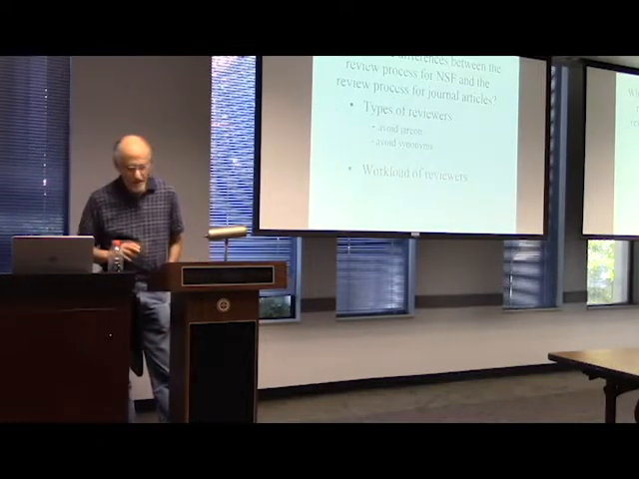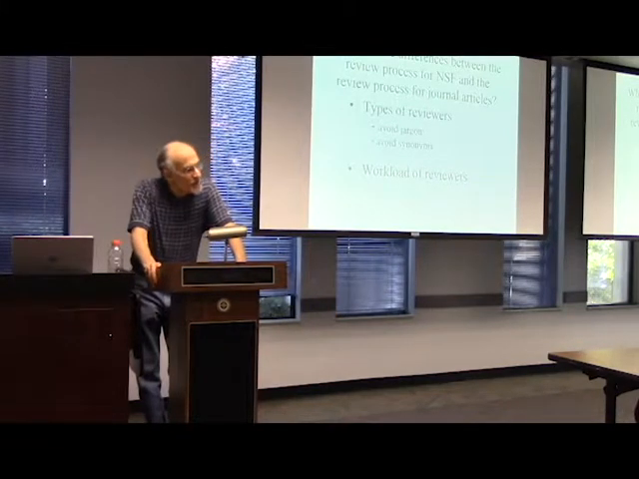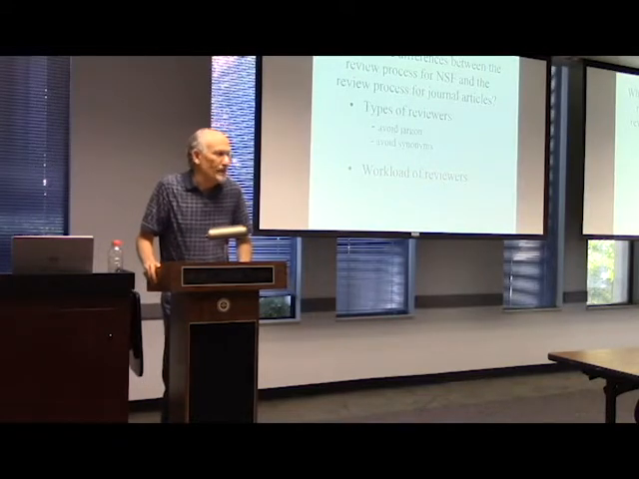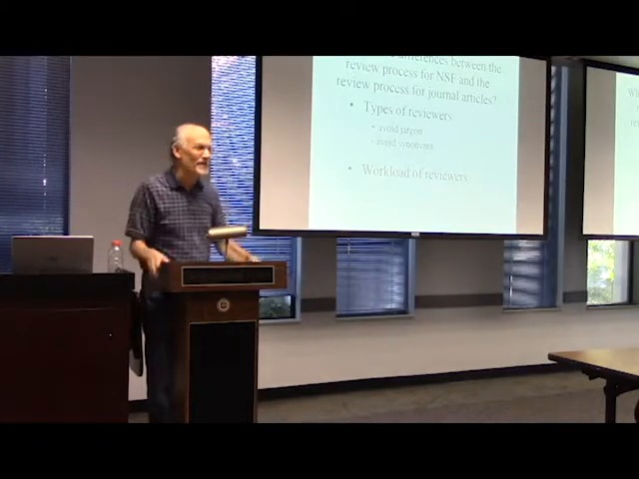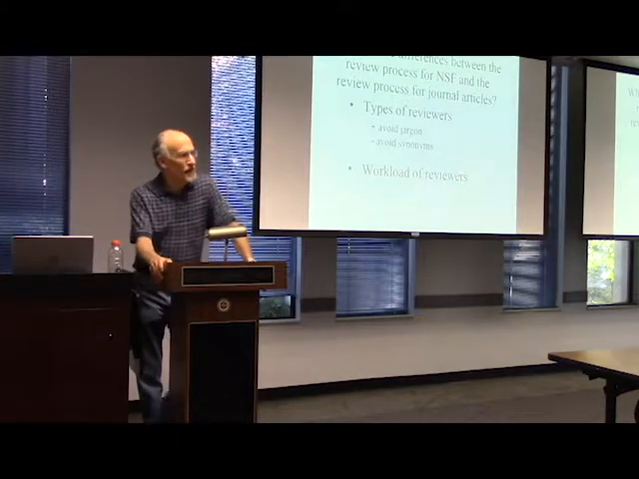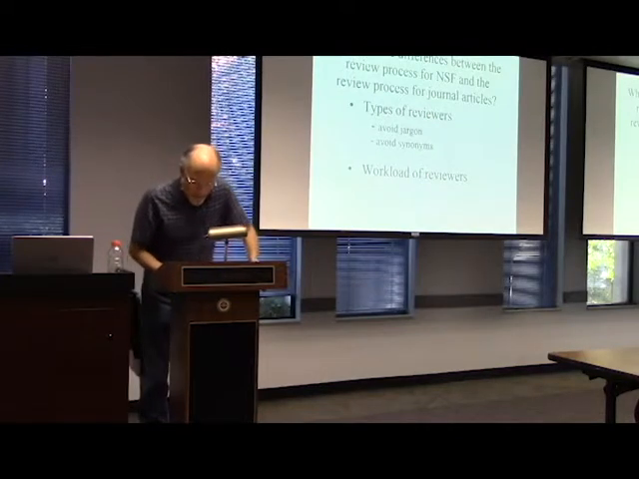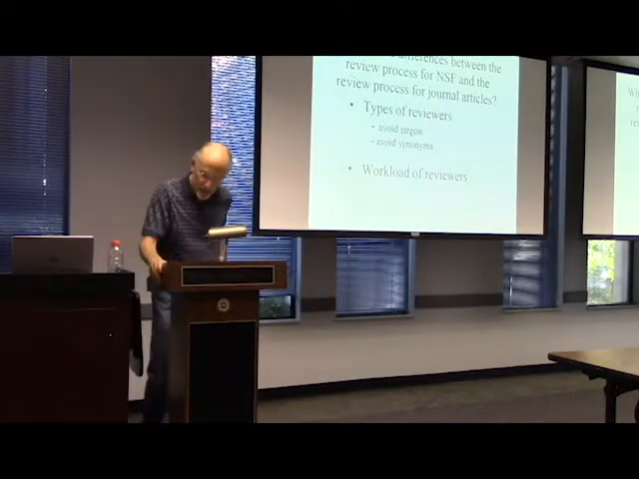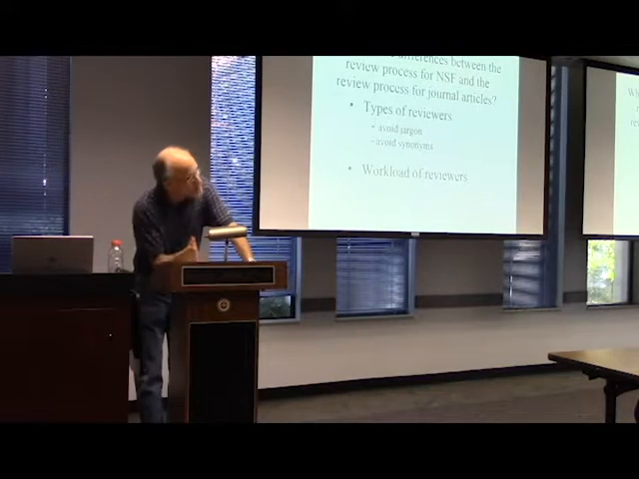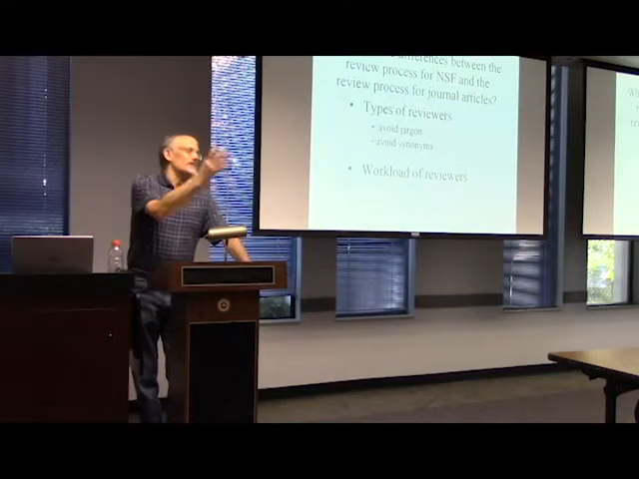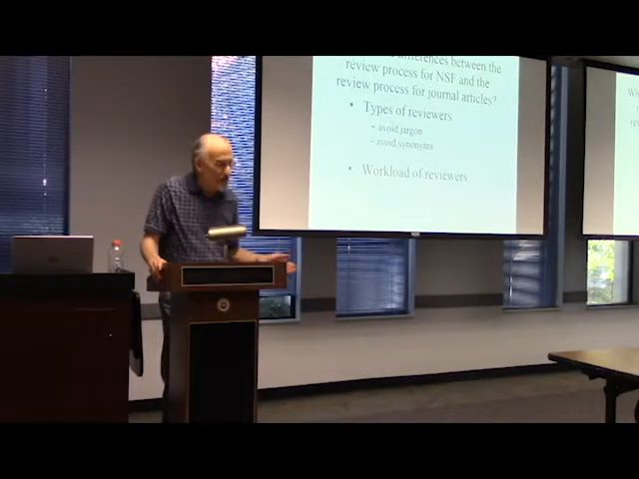A second difference is in the workload of reviewers. A reviewer for a journal is reviewing one manuscript at a time. Now, typically people get more than one invitation in a year to write reviews for journals, but typically they're spread out over the year. And so you're doing one at a time. In contrast, we've seen that an NSF panel member is writing reviews for anywhere from 15 to 25 proposals at a time, and eventually is expected to be familiar with an additional 60 to 75 proposals. So what are the implications of this?